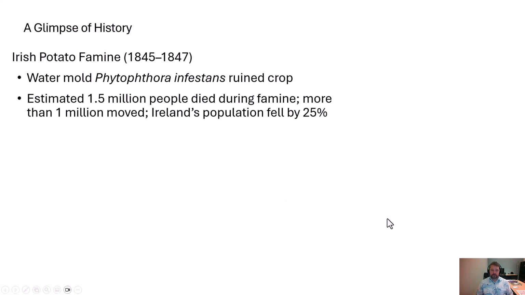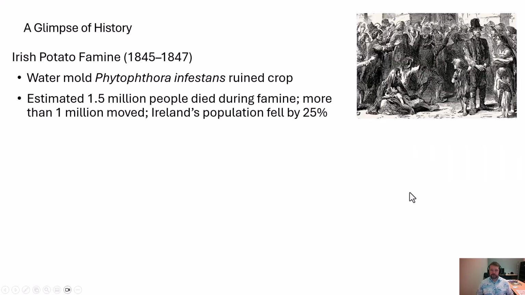And so that really created a perfect storm for this species of fungi coming in, ruining all the crops, and then the fact that you didn't have anything else to consume. And so there's lots of sketches and artists that have depicted this great famine that occurred in Ireland.